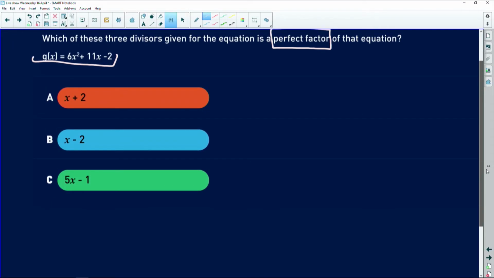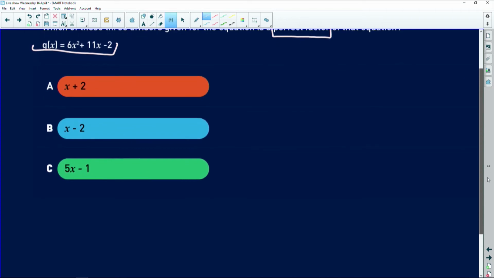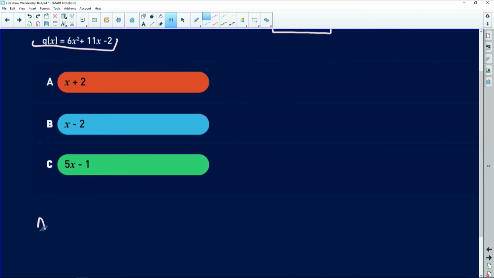Okay, so what we have to do here is divide each of these divisors into the polynomial that we've been given and see which one yields a remainder of 0. But bear in mind, guys, if one gives a remainder of 0, it doesn't mean it's the only factor. Because we've got a quadratic polynomial here, we could have two different answers that yield a remainder of 0. So bear that in mind. Let's just jump right into it. I'm going to use long division for the first one, just because it's nice to get some revision in for long division. Okay, so let's test A.